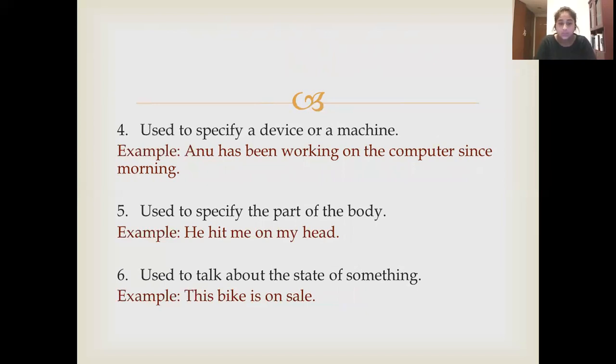And the last use is used to talk about the state of something. This bike is on sale. So on here is telling us the state of the bike. It is on sale, maybe for that given period of time. So we can see that it's just a little word, but it's giving meaning to the sentence.